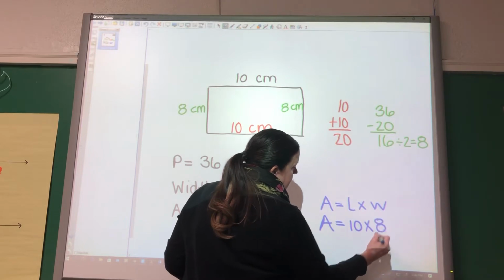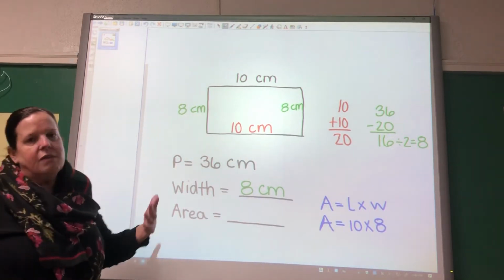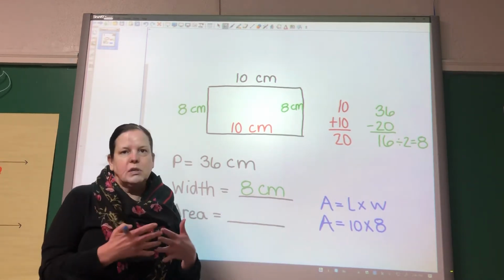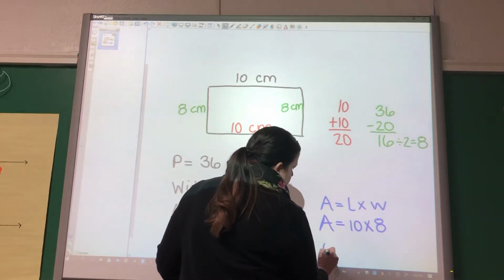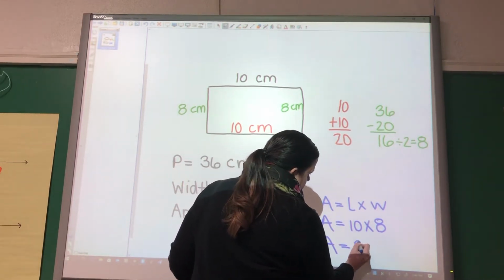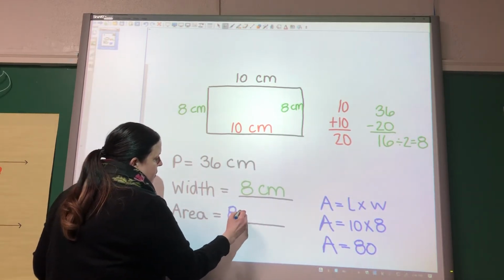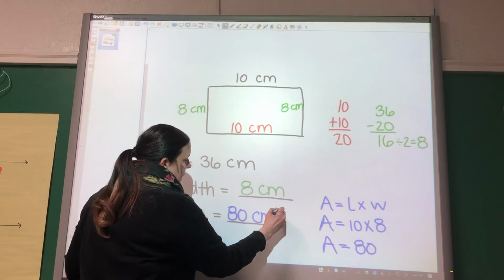10 times 8. Although it doesn't really matter the order that you put them in, as long as you have the 2 correct numbers, when you can multiply in any order. So 10 times 8, 8 times 10, same thing. So I found my area is equal to 80. So when you do this one, so 80 centimeters square.